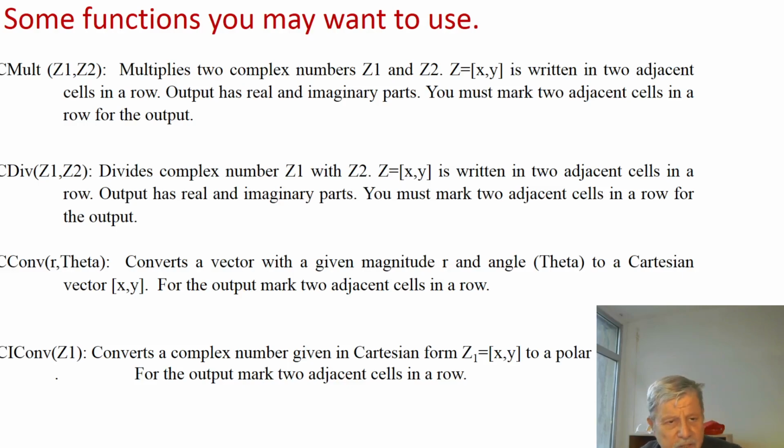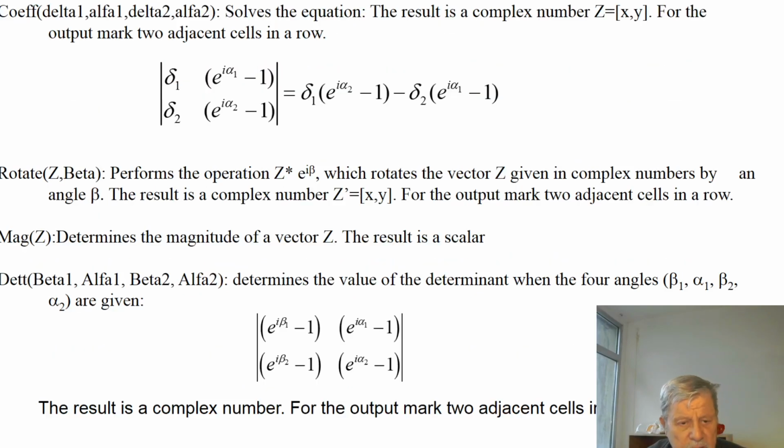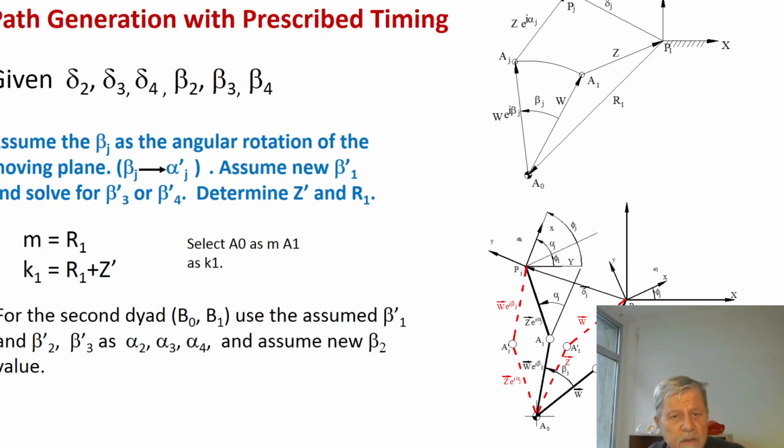There are some other additional functions you may want to use: multiplication, division, conversion, etc. And here they are. Now, solve, determine W and Z, determine M and K1. Now, select two of them and design your four bar. And then you have to check. There's no way out. The mechanism may be movable or not. I don't know. That you have to check.